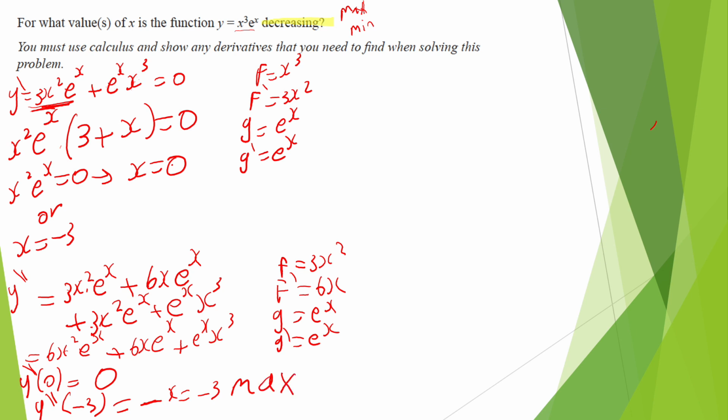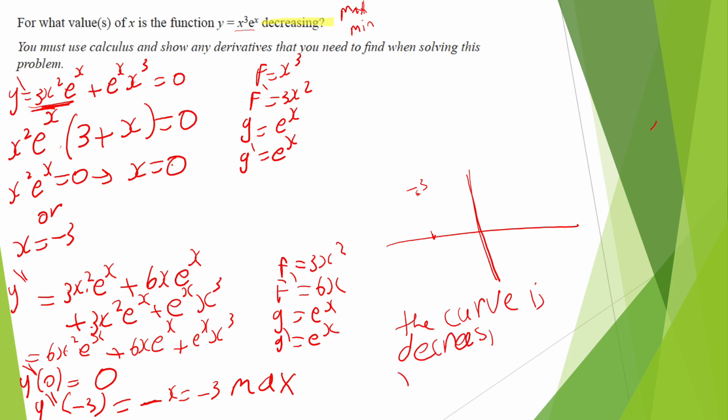Just double check in the calculator. Okay, because it's a max, this is a maximum point. Negative 3 is your maximum point, so it's decreasing anywhere after the maximum point, because that's your maximum in here. So therefore the curve is decreasing when x is greater than negative 3.